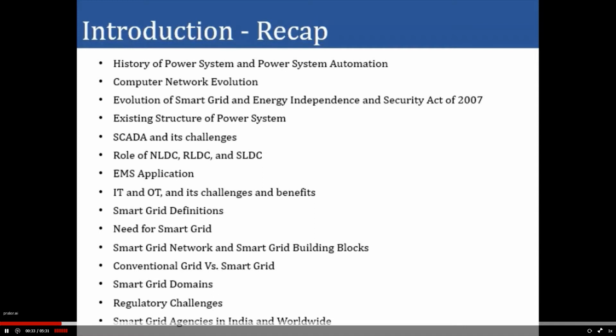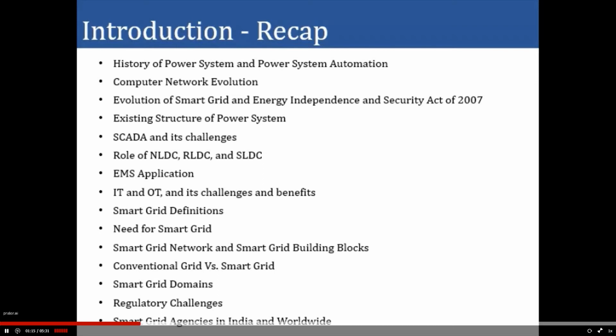Then we also discussed the power system automation, how the relays were developed, how the power system automation applications were developed, how the SCADA was developed and utilized in the power system monitoring and control. Then we discussed the evolution of computer network, starting with the 1980s, where the local area network was developed. And then we also discussed the new IT related applications which are developed in recent past that were based on cloud solution, big data, and so on.